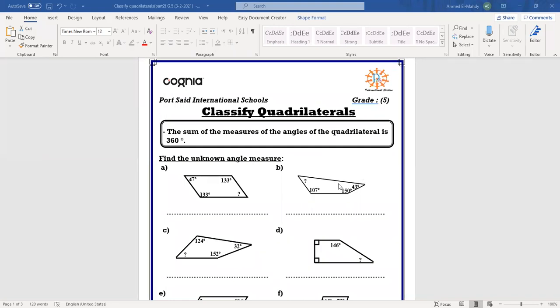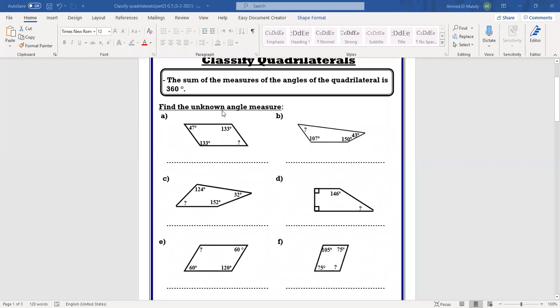Okay, let's start. Find the measure of the unknown angle. This is a parallelogram. We have angles 47 degrees, 133 degrees, 133 degrees, and this is the unknown one. What is the measure of this angle? Who can tell me, using the properties of the parallelogram? What is the measure of this angle?